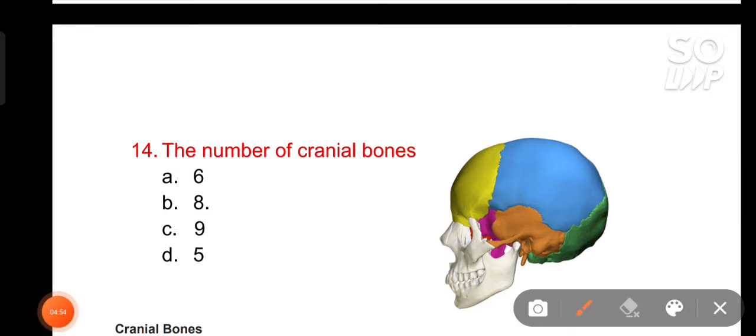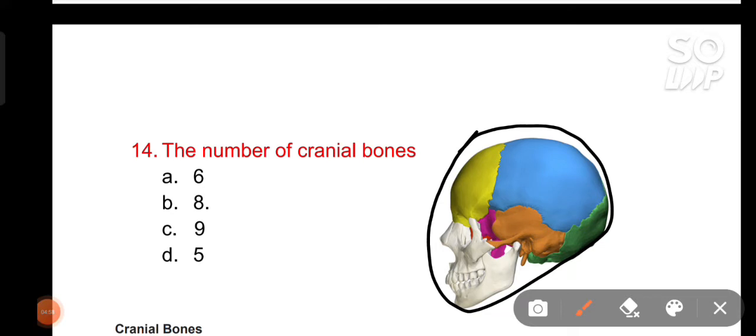So the next question is, so here you can see the colorful skull. Okay, this is really beautiful. The next question is the number of cranial bones. So how many bones are present in the cranium?